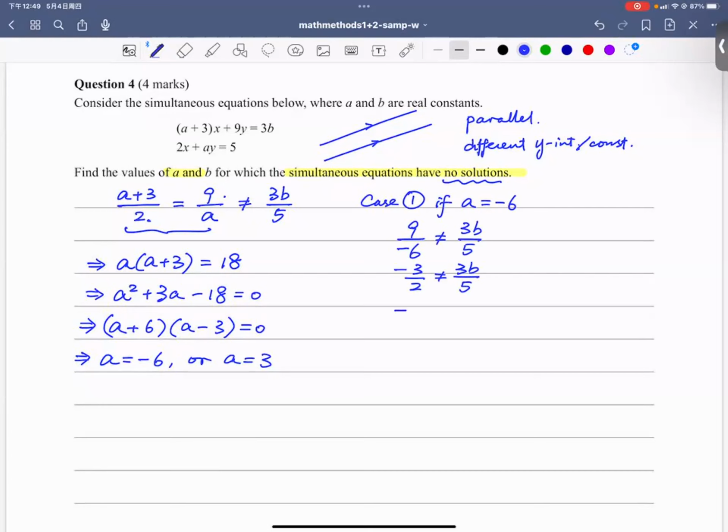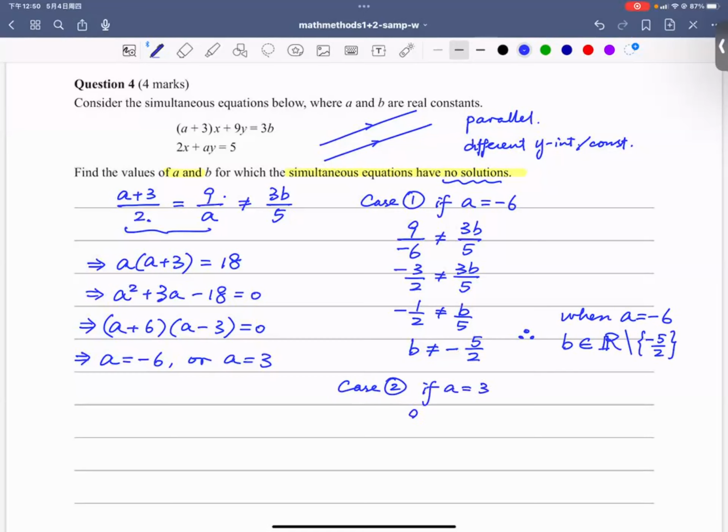So minus, let's say, half not equal to b over 5. Therefore, your b value cannot equal to minus 5 over 2, which means this is the first set of values. When a equals to minus 6, your b value can be any real number, but not minus 5 over 2.